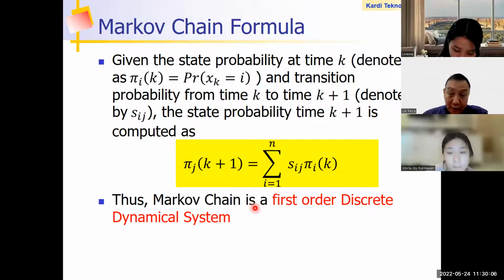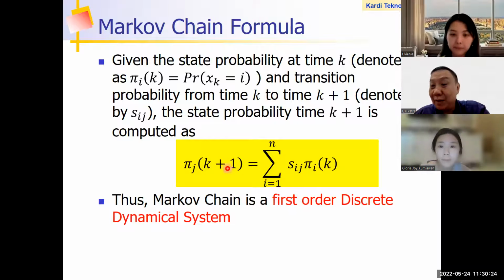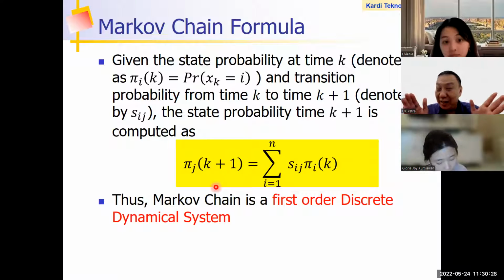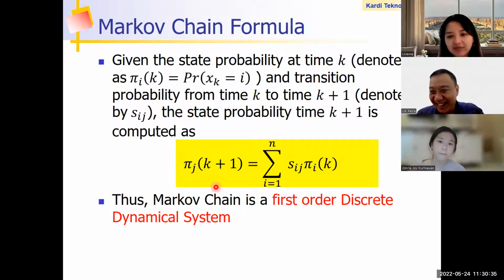Okay. So if you look at this formula, what is this? This is actually a difference equation, the one that you just talked about yesterday, right? Exactly, yeah. So this is a first order discrete canonical system. Okay, so now you can see the connection between the Markov chain and difference equation. Okay, let's practice that.